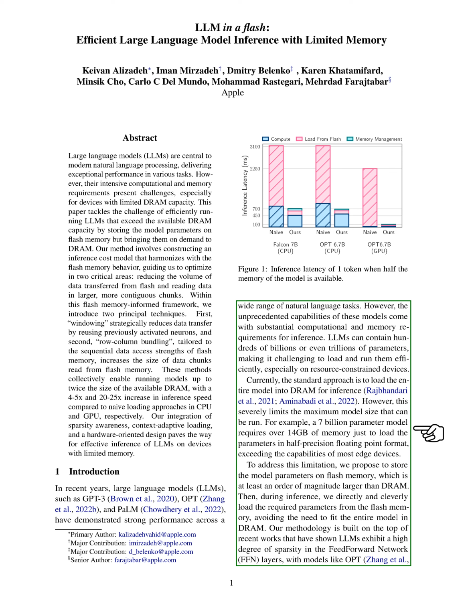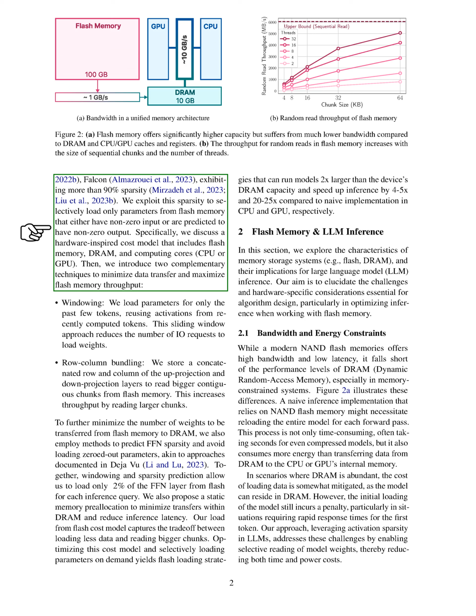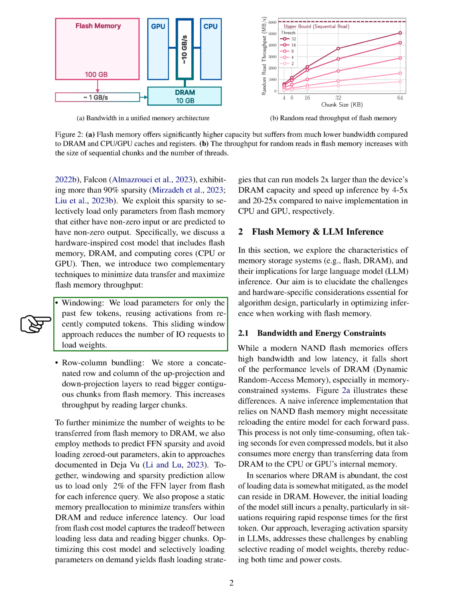Our approach is based on recent studies showing that LLMs have a high degree of sparsity in their feed-forward network, FFN, layers. In other words, models like OPT and Falcon have more than 90% of their parameters that are zero. We can take advantage of this sparsity to only load parameters from flash memory that have non-zero input or are predicted to have non-zero output. We propose a cost model that takes into account flash memory, DRAM, and computing cores, CPU or GPU. We also introduce two techniques to minimize data transfer and maximize flash memory throughput.